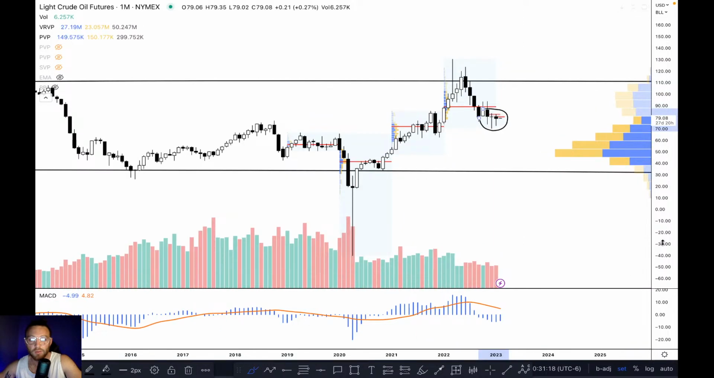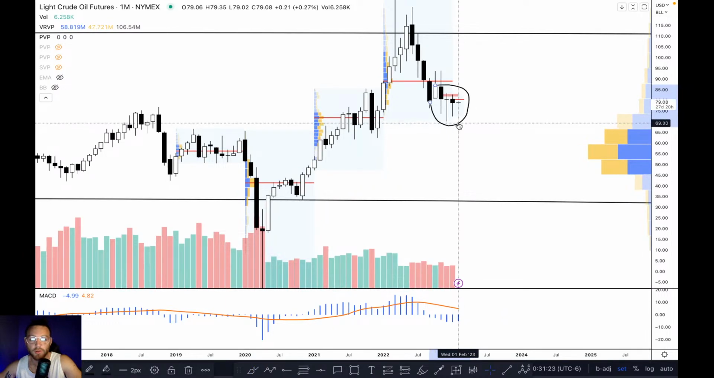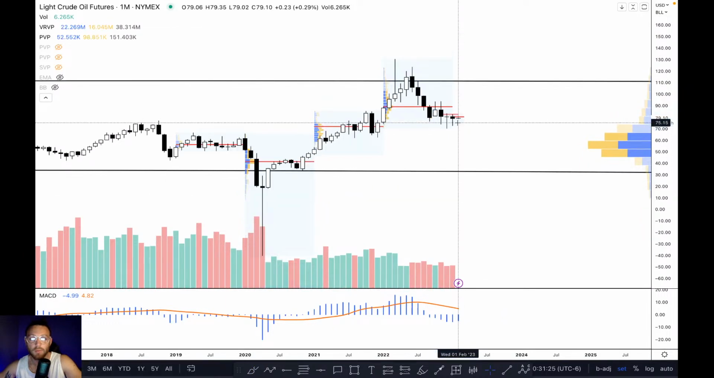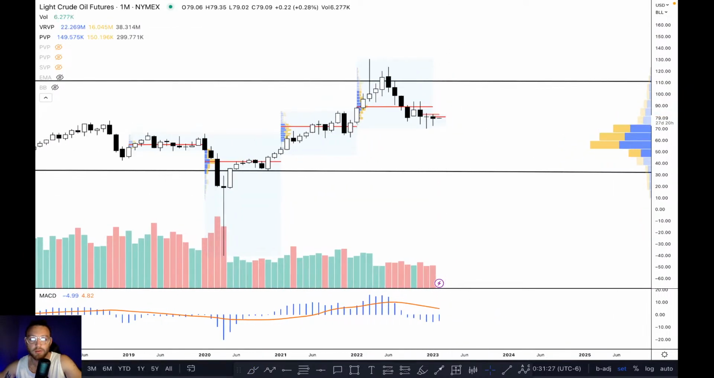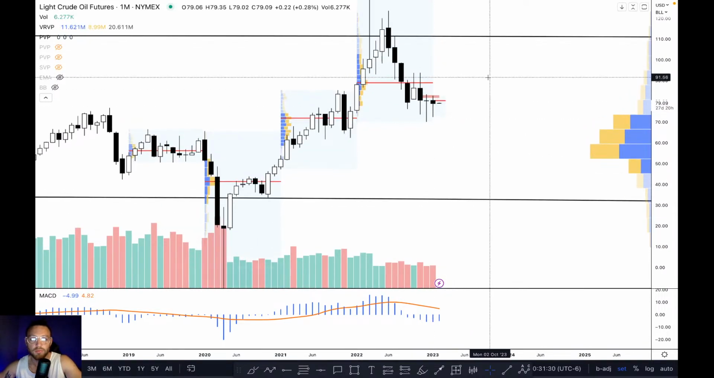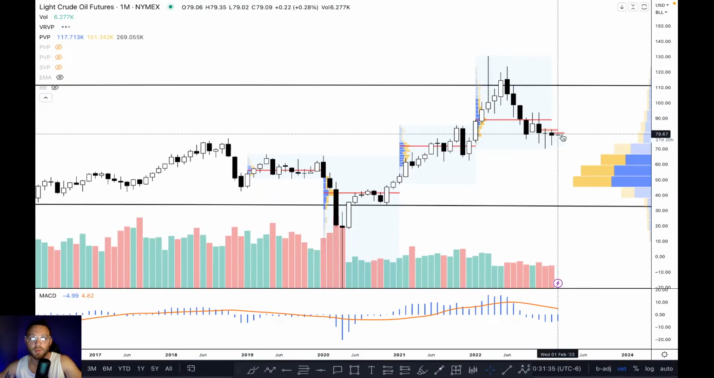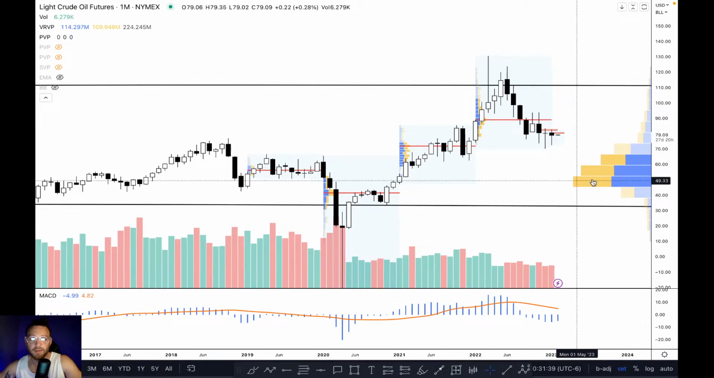So I would maybe be looking for oil to break out. I know it's in a range on the lower time frames. So maybe just wait for that range to break to the upside and then we could see a possible good move. Because really there's not a lot of volume, and when there's not a lot of volume, it moves fast. But it could definitely come back down and test this volume.